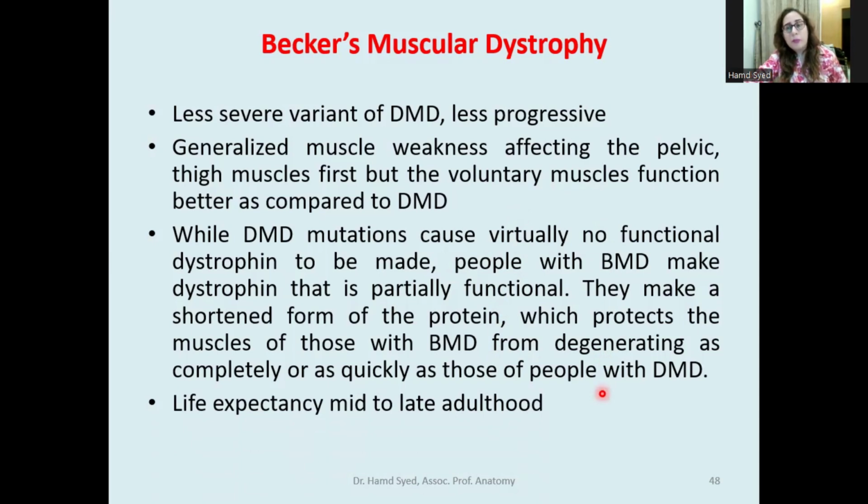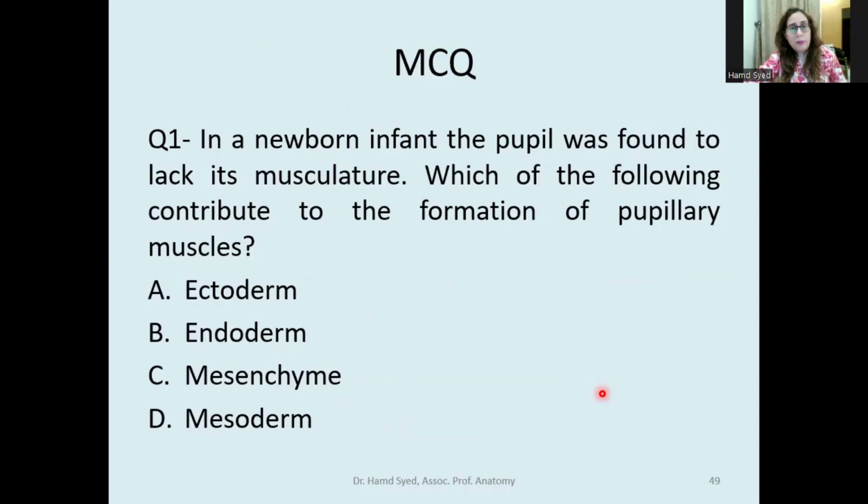This is also typically more common in males because it is X-linked recessive and females are the carriers. So it will be transmitted from the mother to the son, and the mother typically will not show any signs or symptoms of the dystrophy.